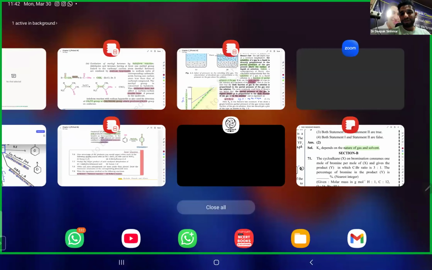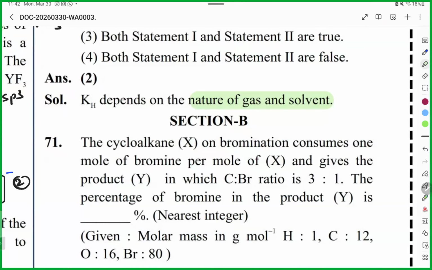So come to the question. See, cycloalkane on bromination consumes 1 mole of bromine per mole of X. Okay, so you have a cycloalkane, but we don't know the compound formula. When you do bromination, it consumes 1 mole of bromine per mole and gives product Y. And the ratio of carbon and bromine is like there is one carbon and one bromine. Percentage of bromine in Y product is almost.